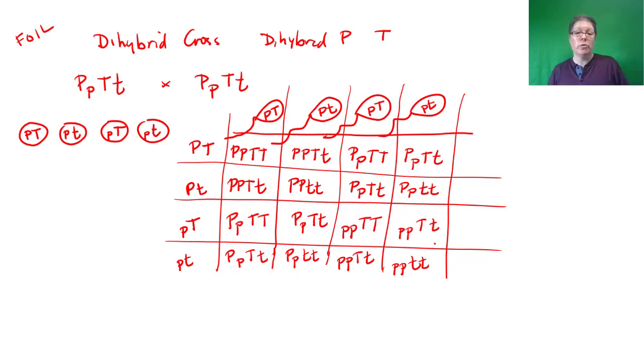So that's how we would do that. Right? Keep in mind, each gamete needs to have one copy of each gene. Right? So this one has one P and one T.